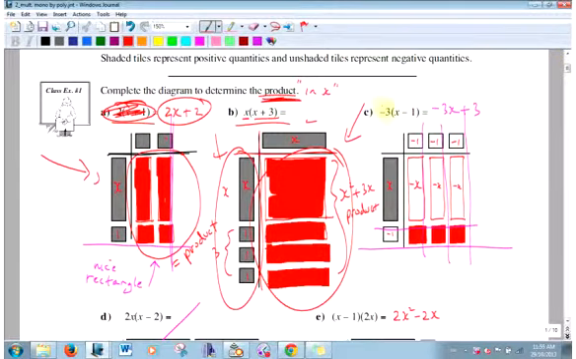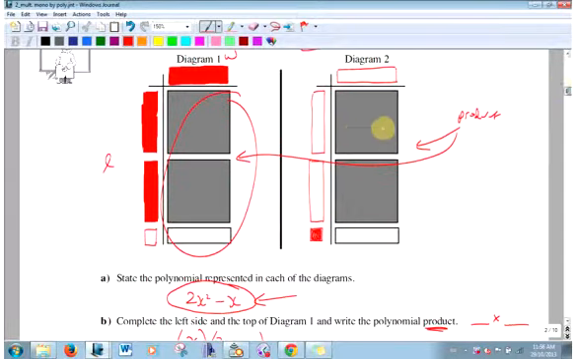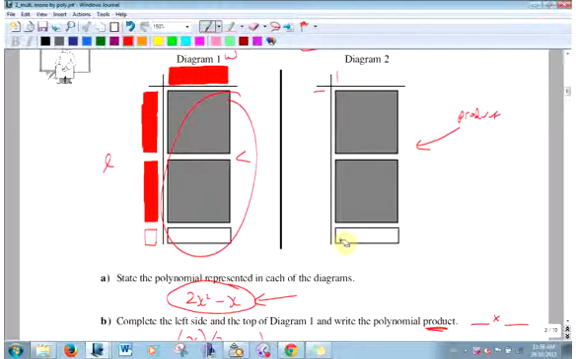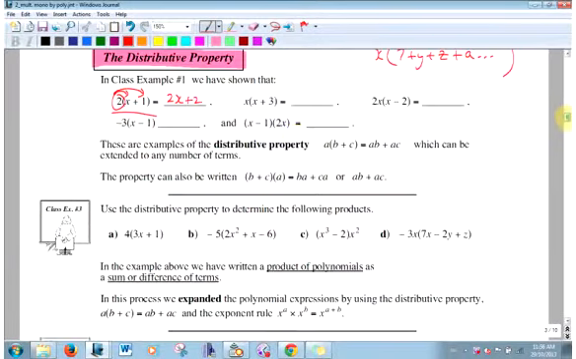Negative 3 times x is negative 3x. Negative 3 times negative 1 is plus 3. So we should still check it that way even when we get the picture here. But this will be like something on the government exam. They'll say, what's the product? You've got to know what the answer is. All right, I'll just do one more.